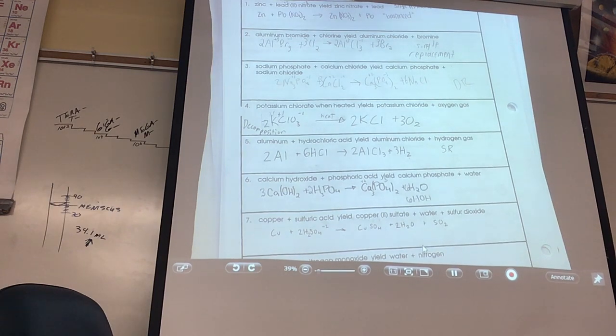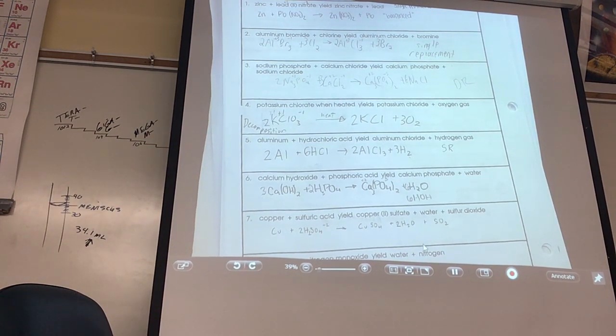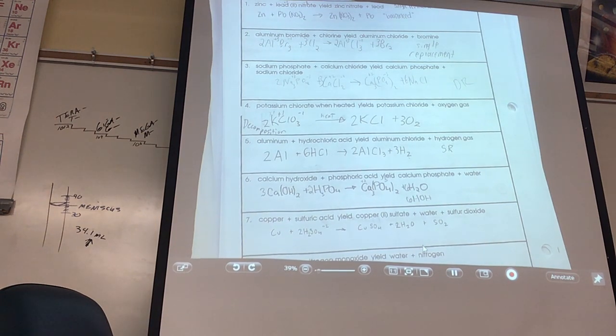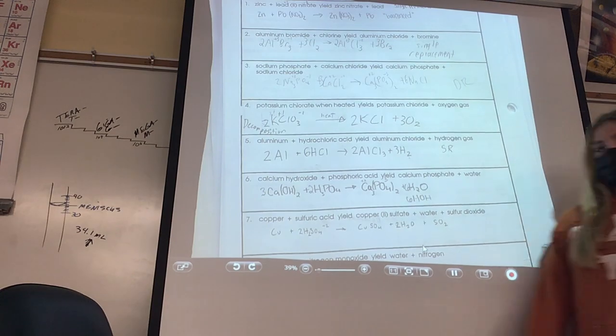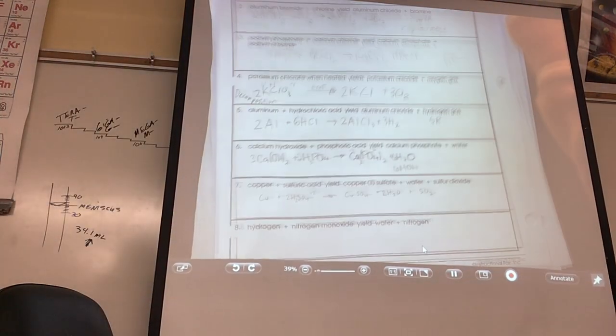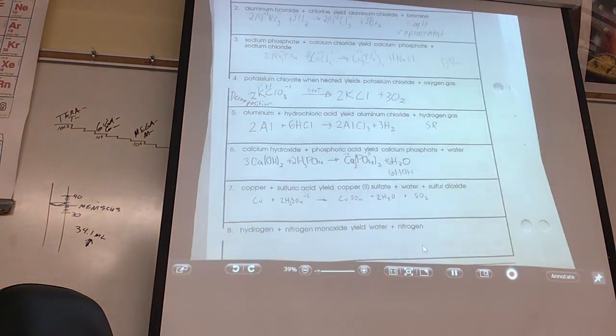Oh, the one on number 6, Marie, what was our classification on that? Single replacement, okay, good. Now, on the camera, you might have to pull the camera on top of the paper. Just kind of lift it up and put it on the paper. Okay, I can do that.